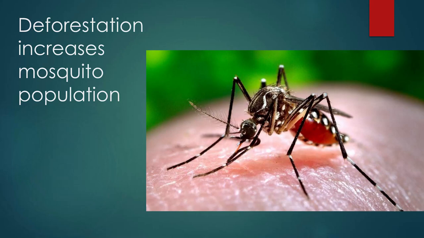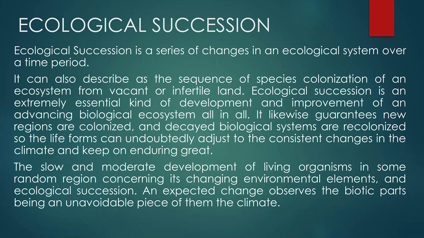So it creates side effects. Then now we will move to ecological succession. Ecological succession is a series of changes in an ecological system over a time period. There is a change in nature. There is a changeover in nature. That is what we call ecological succession. There is a changeover in the setting in the ecosystem. That is what we can call ecological succession.